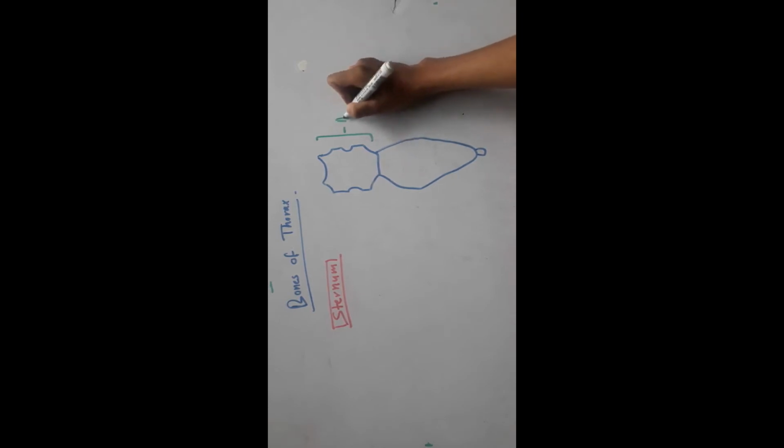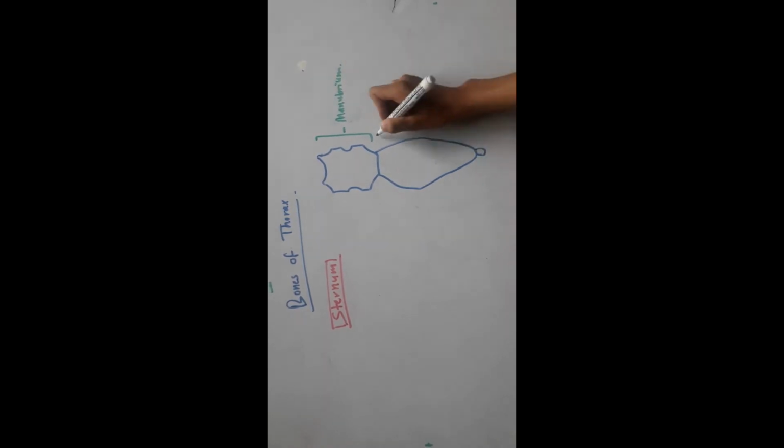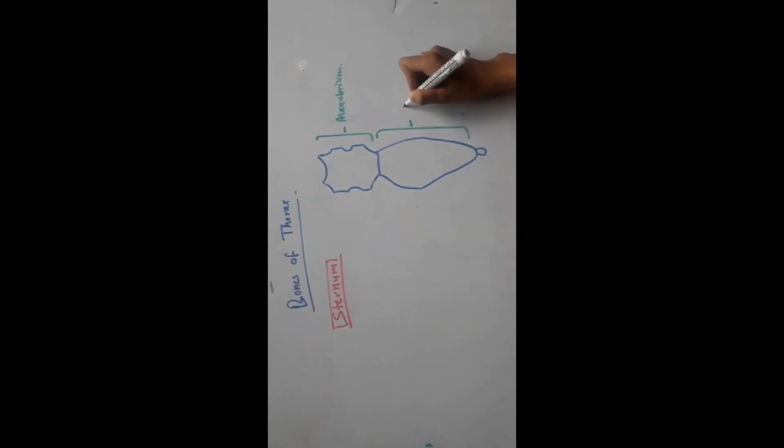This is the head, or the manubrium. This is the body of the sternum, and this small part is called the xiphisternum. So these are the different parts of the sternum.